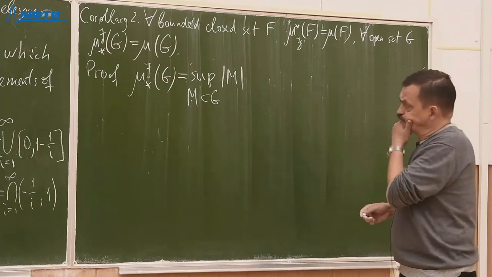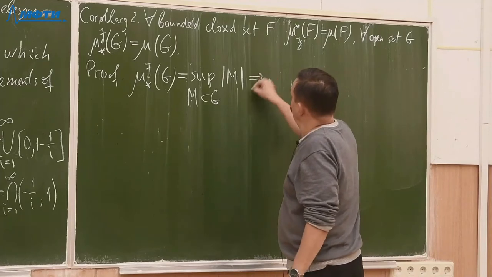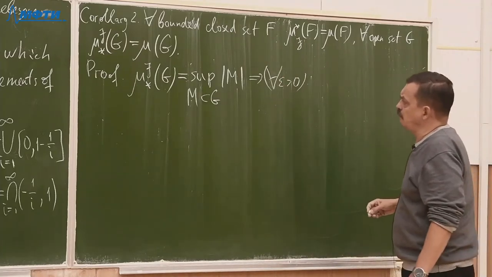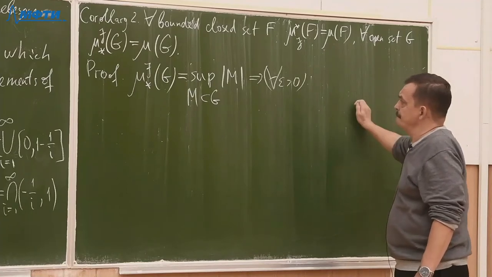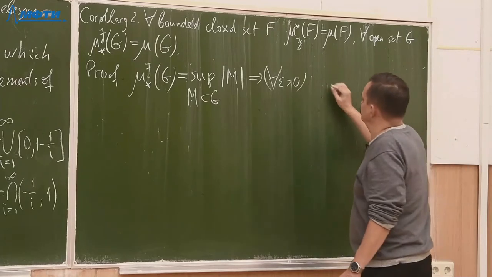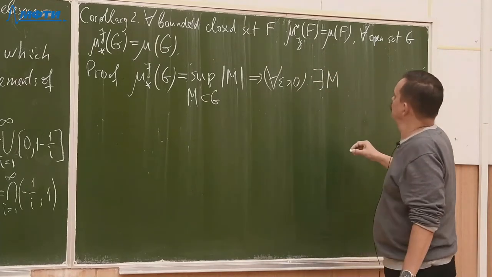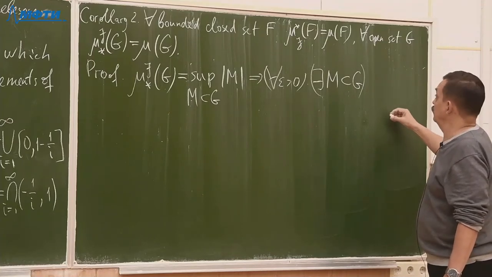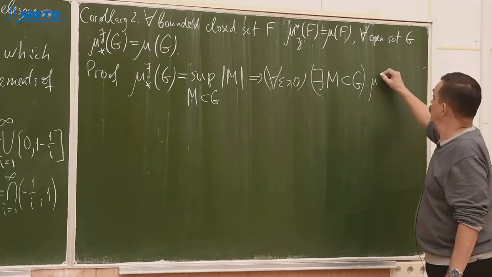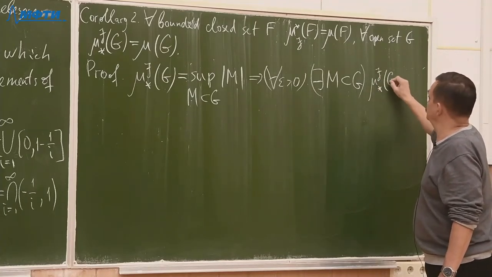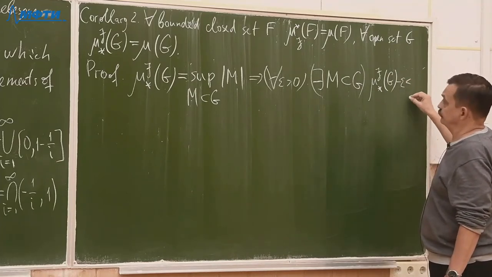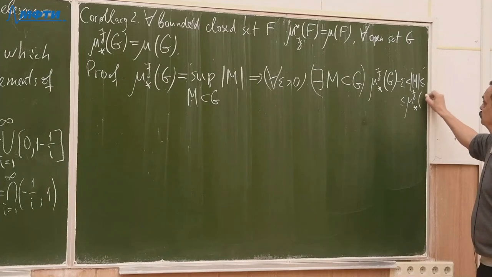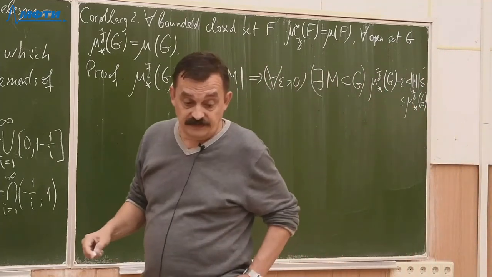It means we can construct, for arbitrary epsilon greater than zero, an elementary set M which is in G, and the inner Jordan measure minus epsilon is less than the volume of M, which is less than or equal to the inner measure, right? That is by the definition.